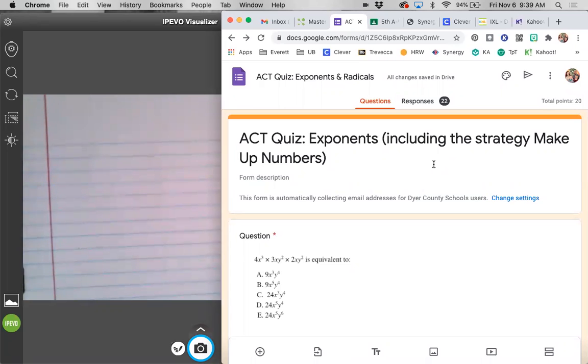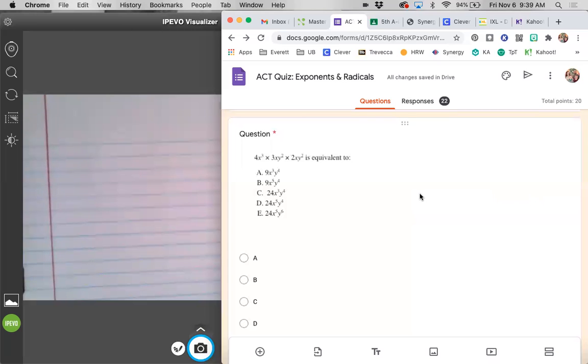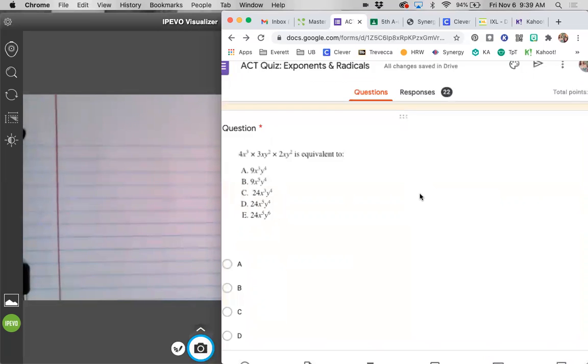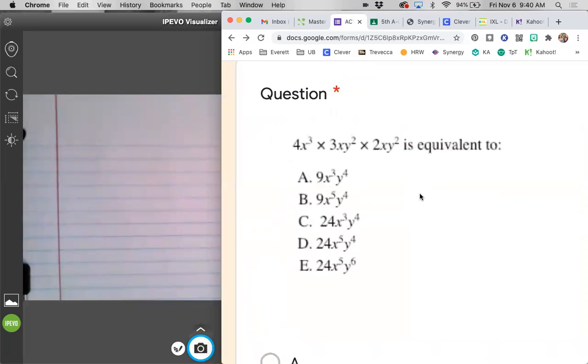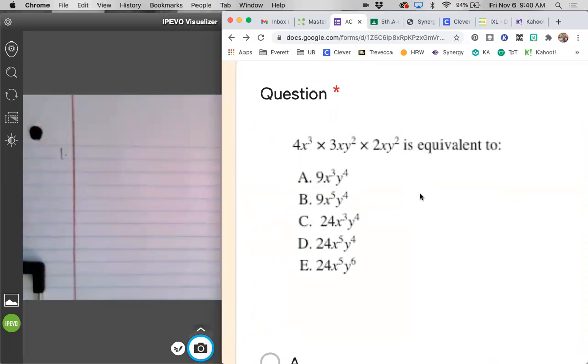Christy Brown, can you please Digit 100? And we're going to focus on strategies and how to make these questions go by quicker. Also ways that you can kind of work the system a little bit and not necessarily have to answer all of the parts. So for question number 1, we have 4x cubed times 3xy squared times 2xy squared. And you're trying to figure out what that's equivalent to.